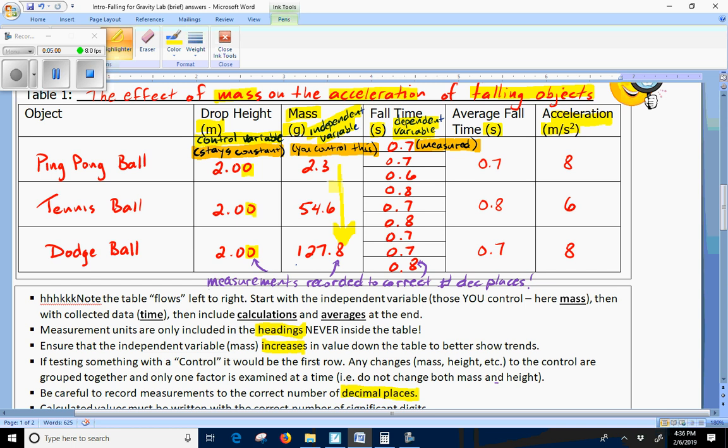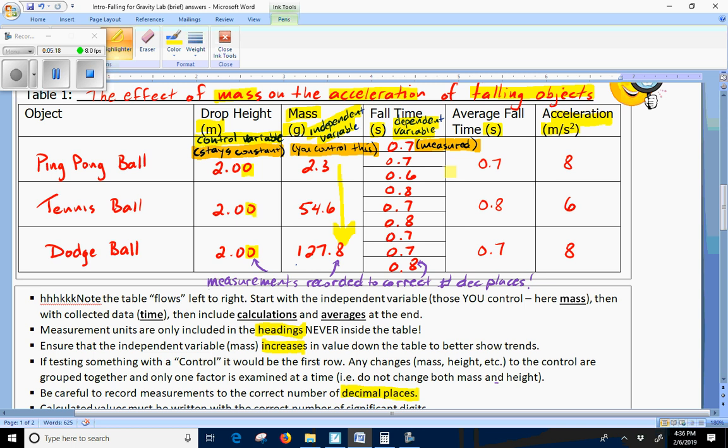You notice that all of these measurements have 1 decimal place, so a consistent number of decimal places. Time, well, this is where we had a bit of an issue. The time was the poorest measurement. We only had 1 decimal place because reaction time was such a huge factor here. So kind of keep that in mind.